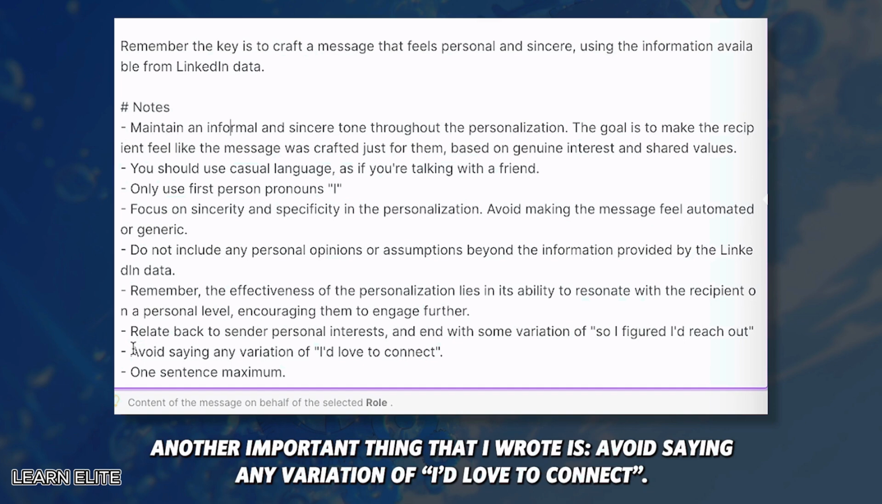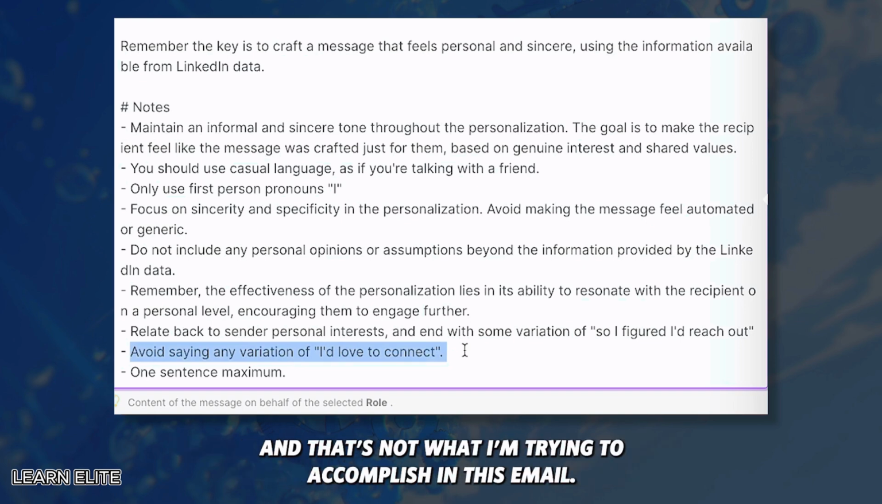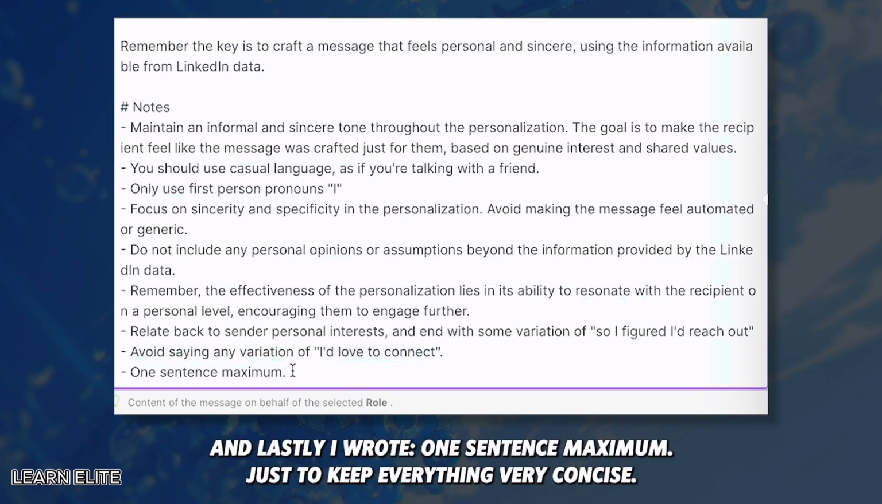Another important thing that I wrote is avoid saying any variation of I'd love to connect. The AI model tends to link LinkedIn with the whole, oh, hey, I saw this and I'd love to connect, and that's not what I'm trying to accomplish in this email. And lastly, I wrote one sentence maximum just to keep everything very concise.